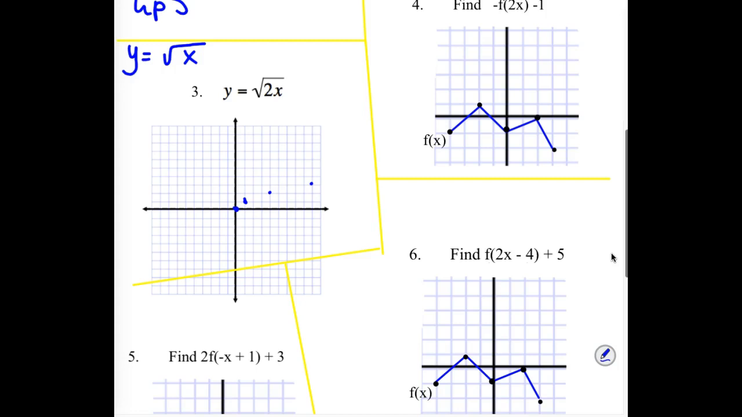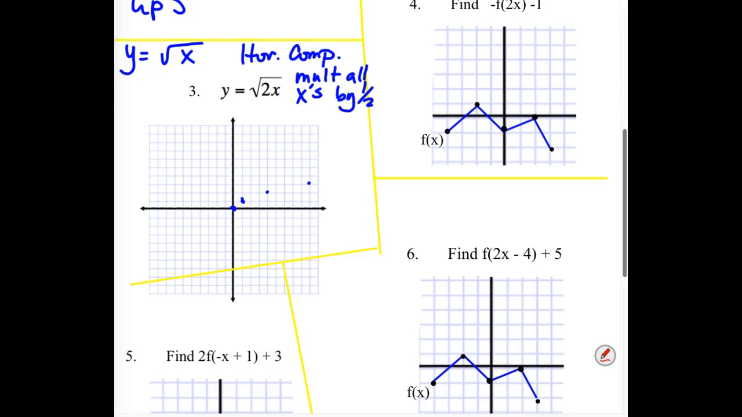This would be a horizontal compression. Okay? So there's a 2 in that function. That means all my x's are going to have to be cut in half so that when I multiply that 2 back in, I'm back where I started. Okay? So I'm going to multiply all x's by 1/2. All right, so let's start with 0, 0. What happens if you take 0 times 1/2? It's still 0. So my vertex, that end point there, didn't move.